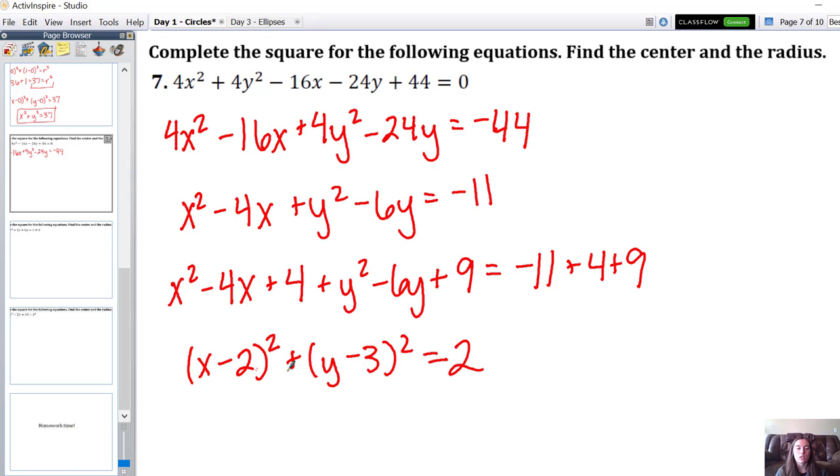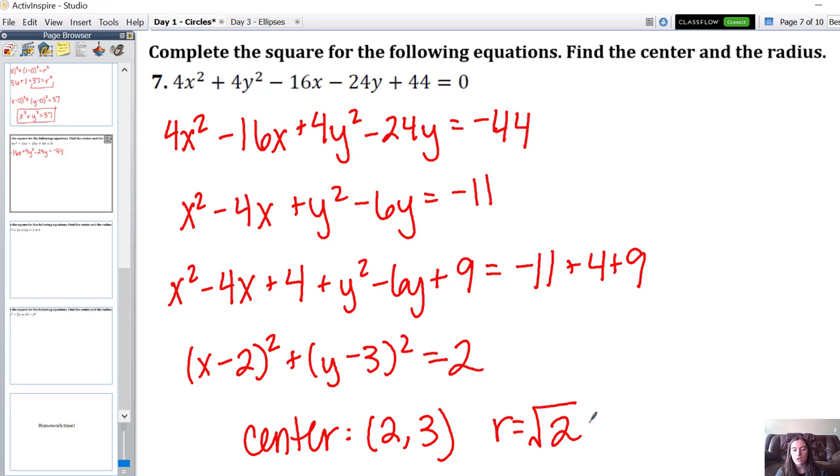Now that I have the equation in the version that I want it to be in, I can figure out my center, which is at positive 2, positive 3, and my radius, which is the square root of 2. That's what we were looking for.